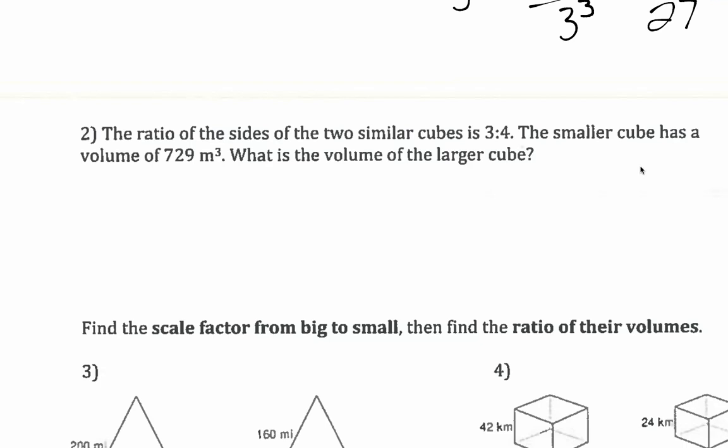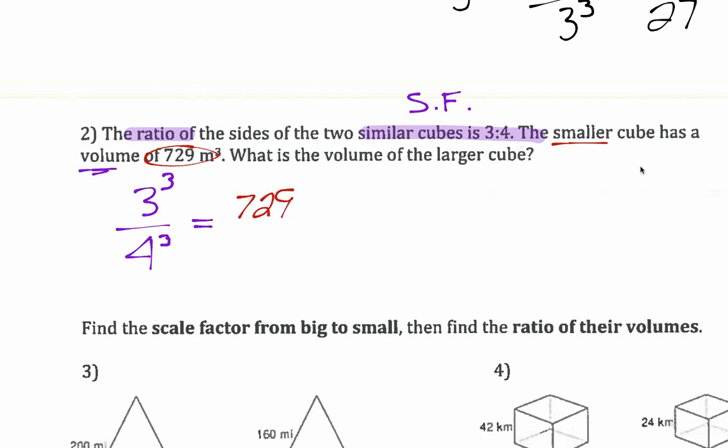The ratio of the sides of two similar cubes is 3 to 4. So there's our scale factor. The smaller cube has a volume of 729. What is the volume of the larger cube? So instead of using 3 over 4, we're going to cube that because we're talking about volume. 729 is the smaller volume, so it's going to go up top with the 3 because 3 is smaller than 4.